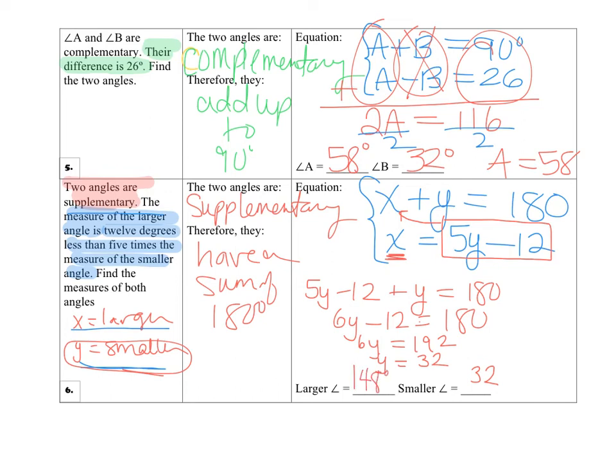We could have also found that angle because of the fact that those two were complementary. So if we had just taken 180 and subtracted 32, we should also get 148 degrees. And by checking it both ways, that's a way to check to make sure we did it right. And we did.